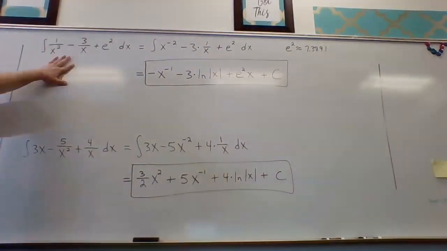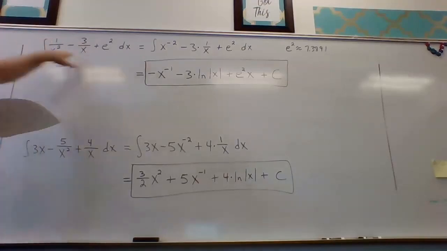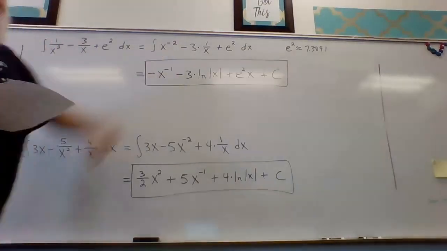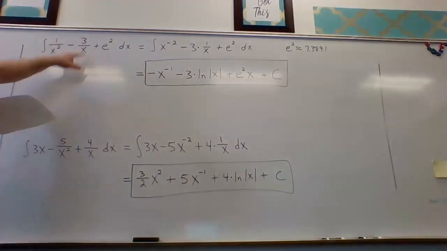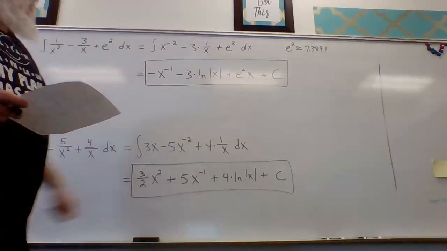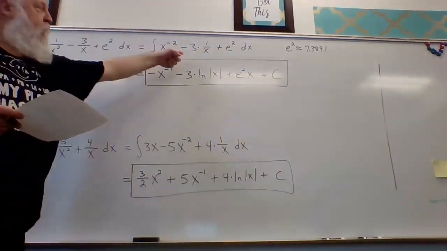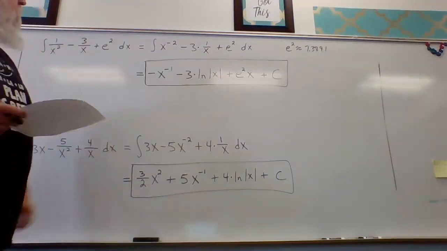And so before we anti-differentiate, we've got to rewrite the function. 1 over x squared is the same as x to the minus 2 power. And minus 3 over x can be written as minus 3 times 1 over x. And then we have the constant e squared. And now we anti-differentiate term by term.